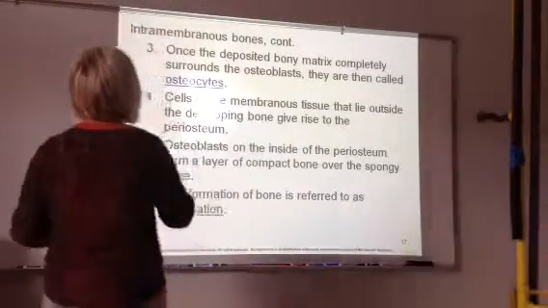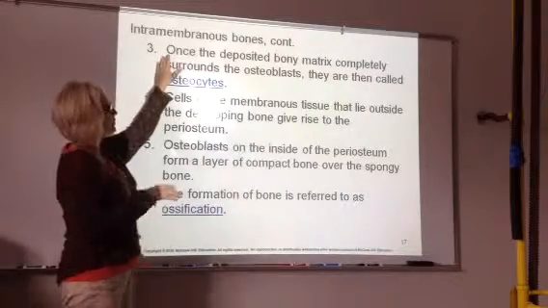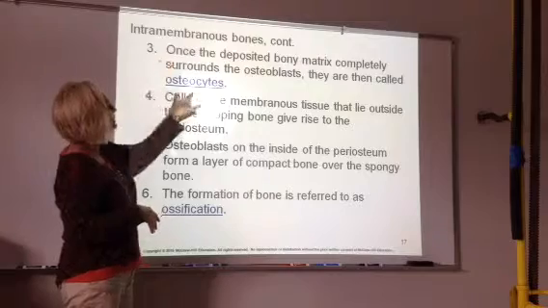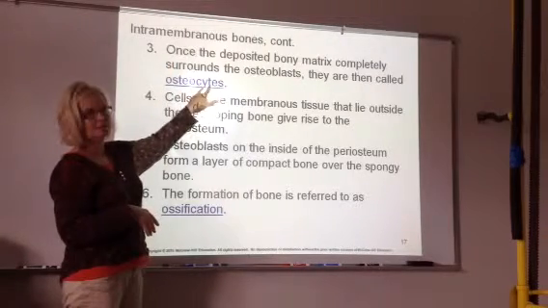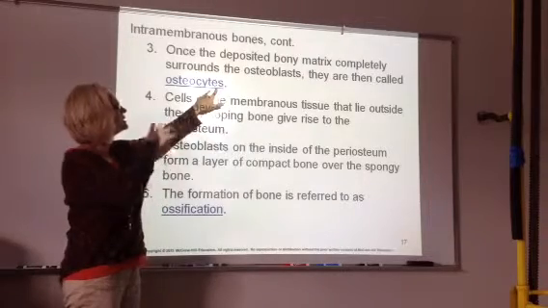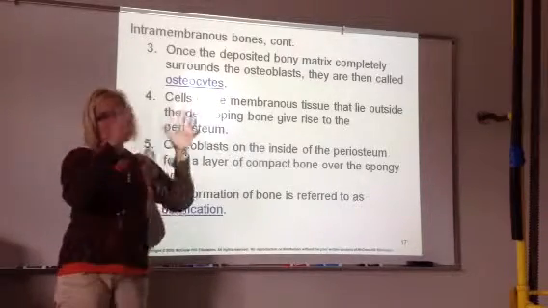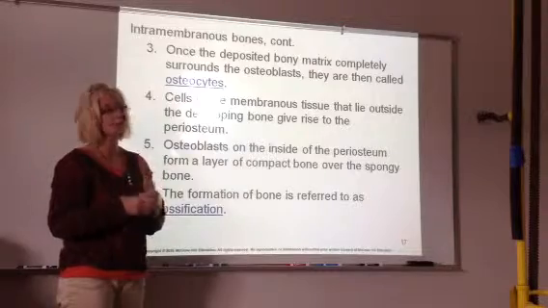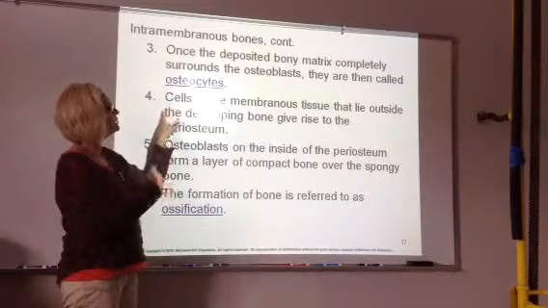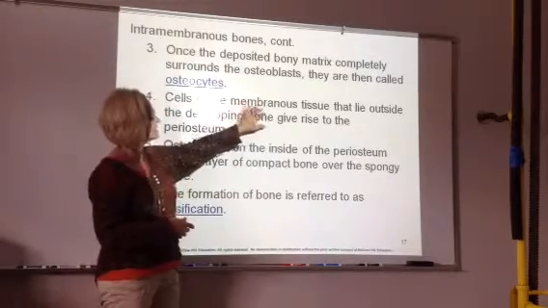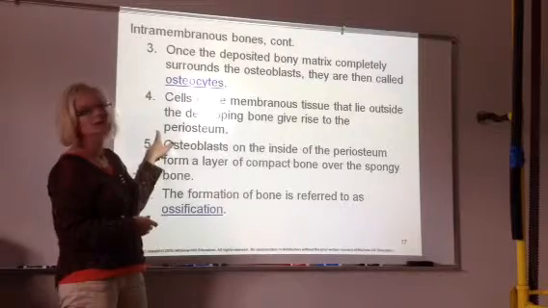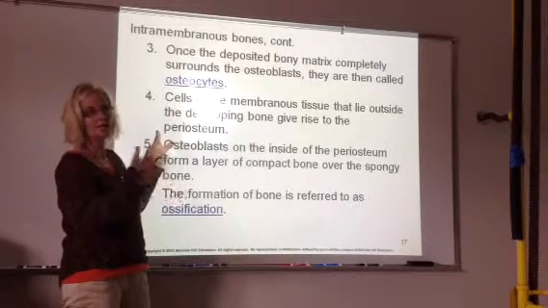So, still intramembranous. Once the bony matrix is surrounding the osteoblasts, they are called osteocytes, bone cells. So once these osteoblasts actually have some material around them, they become a bone cell. And then cells are going to build that membranous tissue, and they're going to lie outside the developing bone and start to form periosteum, the outside lining.